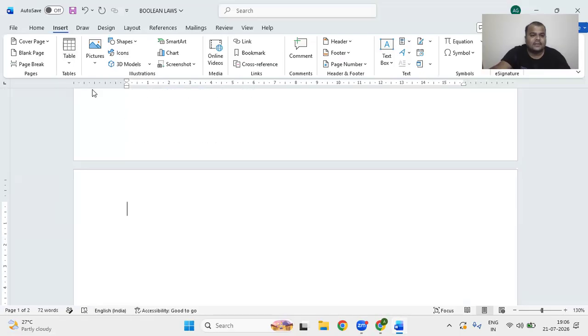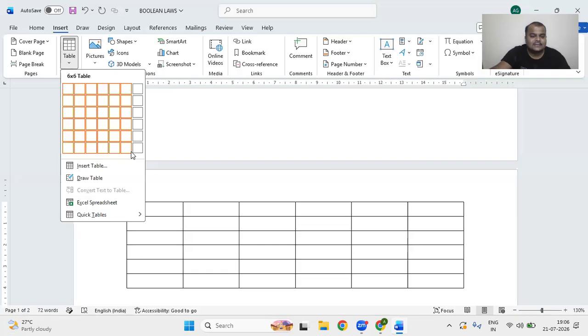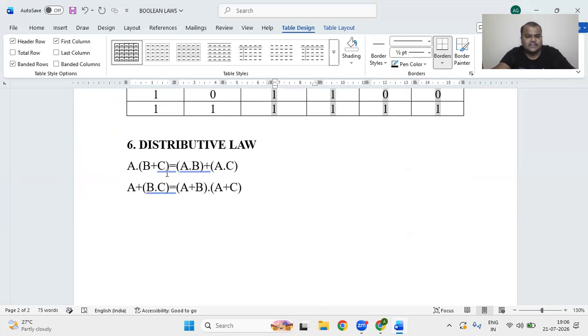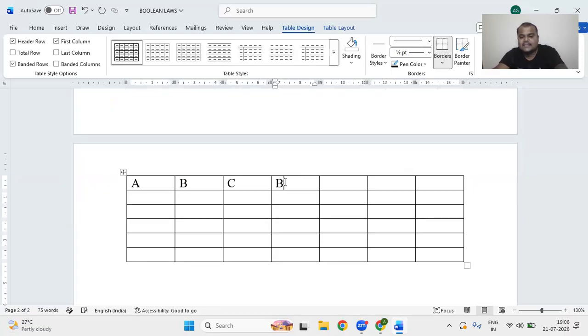I can take 7 columns. You can check, there are 3 inputs: A, B, and C. What does the property say? First you have to do the left-hand side equal to the right-hand side. B plus C, that column you have to multiply with A, A into B plus C. This is the LHS, right?